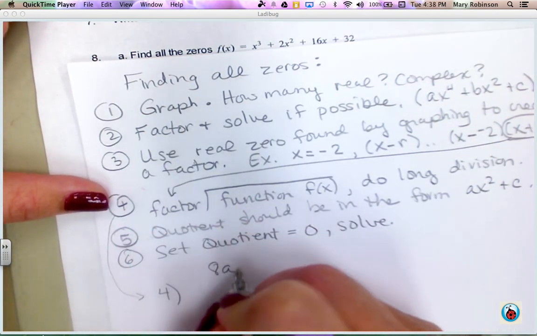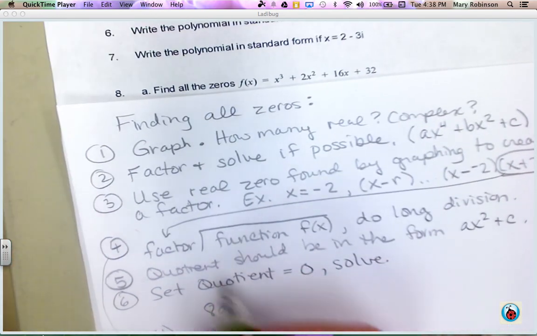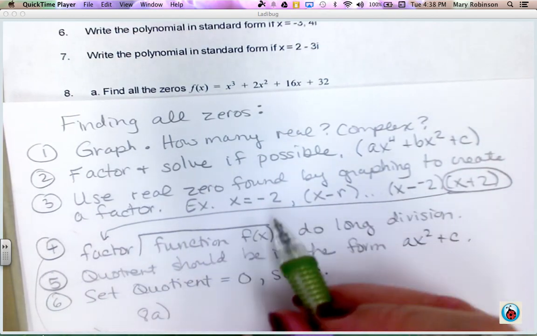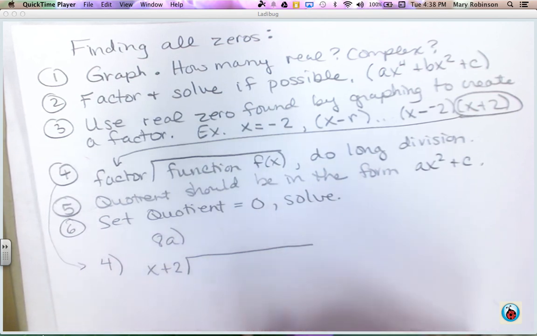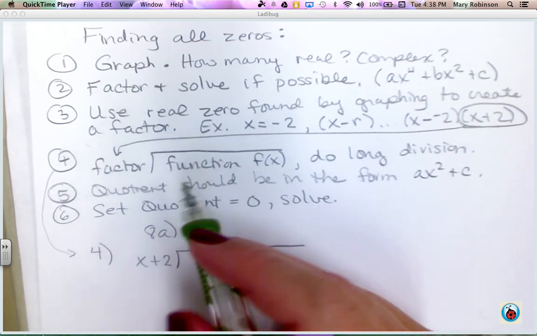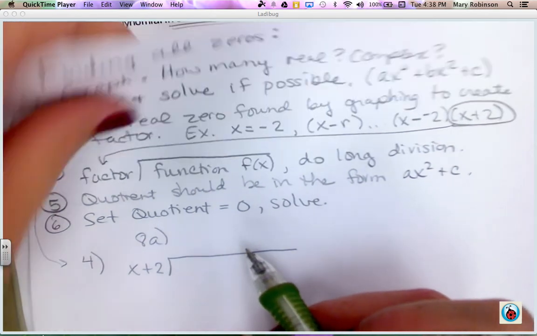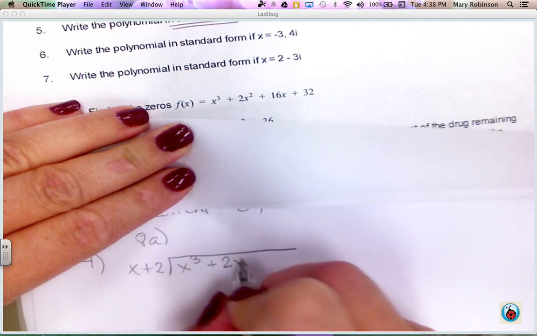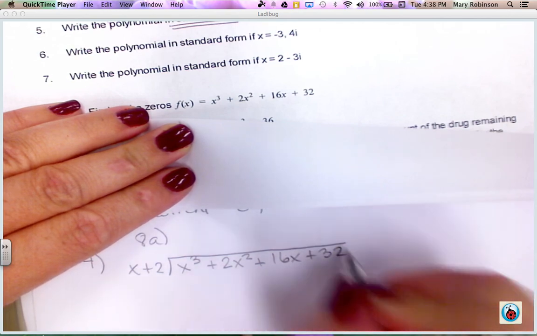So now we're going to work out 8a using step 4. It says that we need to take the factor that we created, this x plus 2, because it crossed the x-axis at negative 2, and we're going to set it out here as our divisor. We are then going to put our function f of x under here. Well, from the test review, your function is x cubed plus 2x squared plus 16x plus 32.